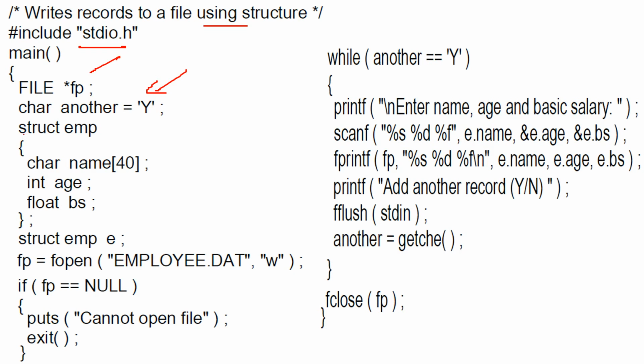So we have declared a structure which is emp. We have a name, age and basic salary. We have a structure variable. Now we have opened a file, and this is in the write mode. If it doesn't open, we come out.